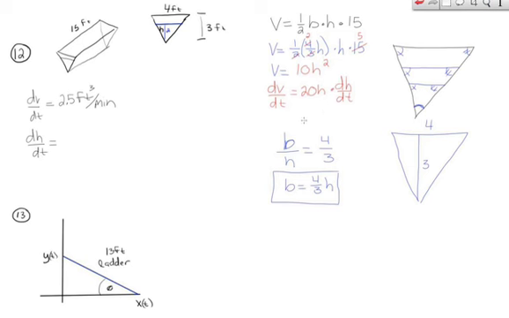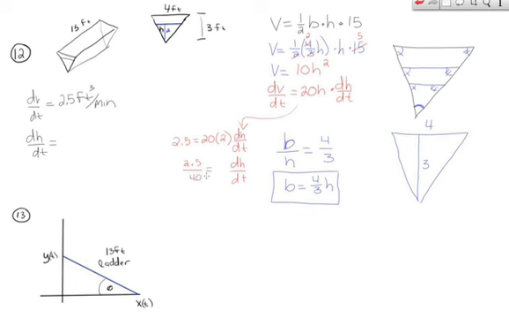Plugging in what I know, dV/dt is 2.5, 20 times height. They told us that at this snapshot in time that we're talking about, the height is 2. So h is 2, and dh/dt we're looking for. So dh/dt appears to be 2.5 divided by 40.